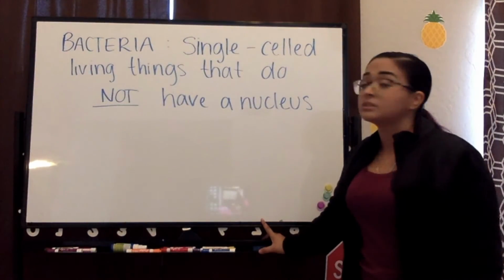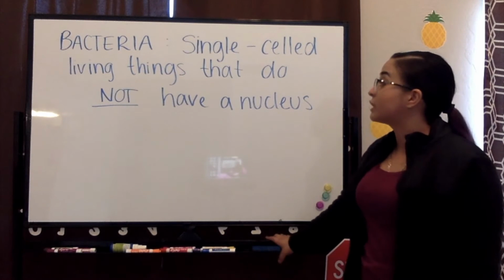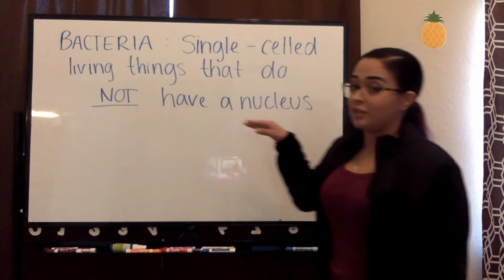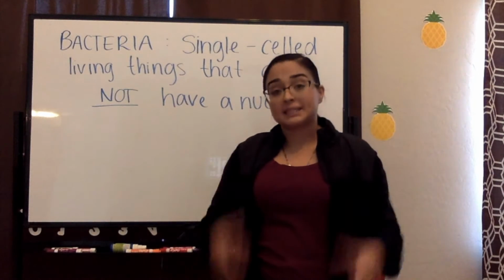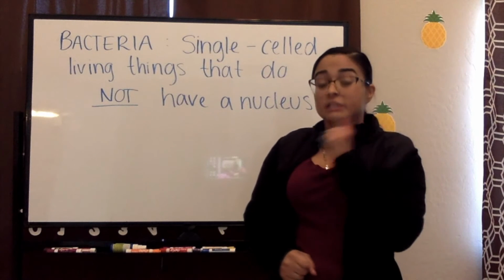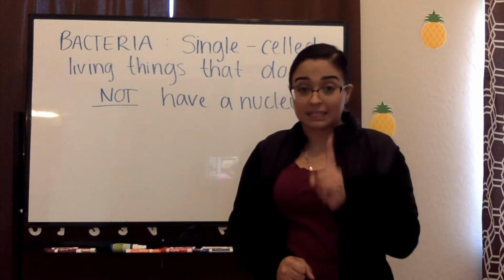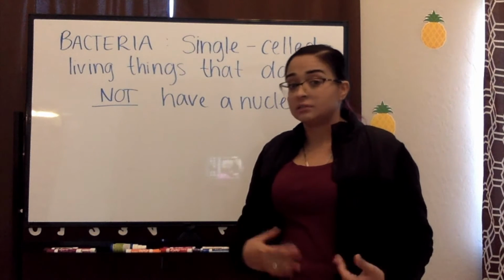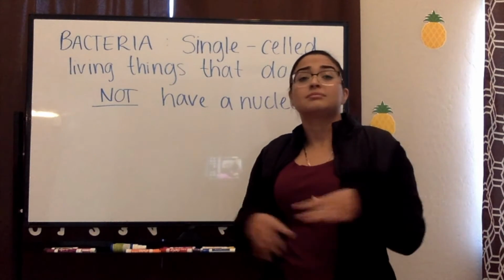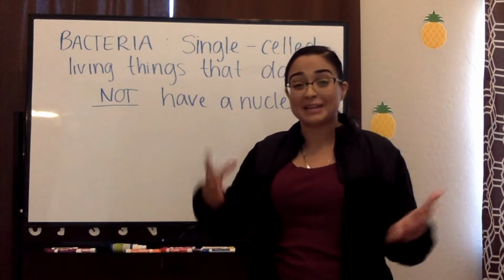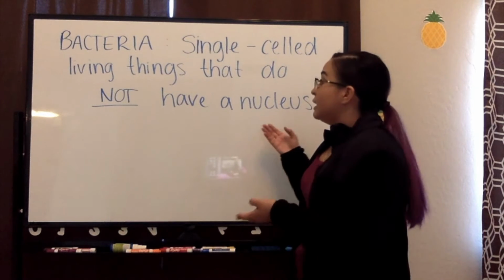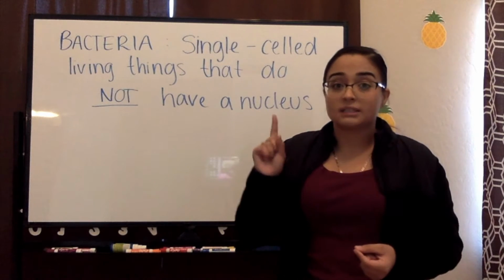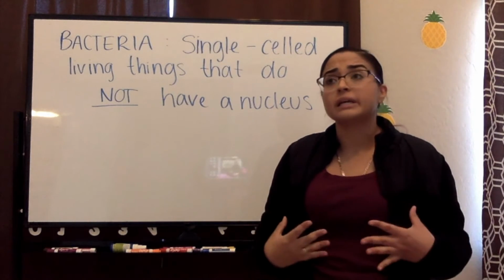Bacteria is a single-celled living thing that does not have a nucleus. Now, one single bacteria is made up of one cell. Now, you know how living things, for example, us, we are made up of too many cells to count. We're made up of many cells, okay? Now, a single bacteria is made out of one single cell. But it's not like common cells.